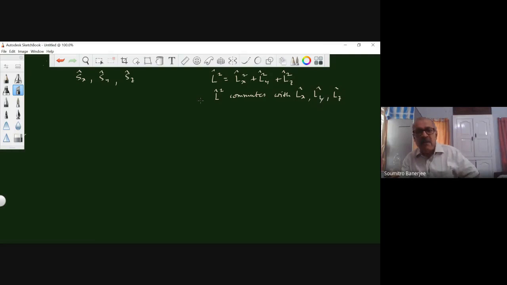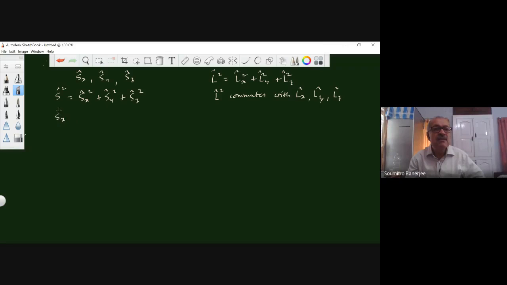Now, again, Pauli assumed that spin also behaves in the same way. So S square commutes with Sx, Sy, Sz. So let's talk about what S square is. The S operator square is Sx square plus Sy square plus Sz square. So we need to obtain each of these. So let's quickly obtain each of these.